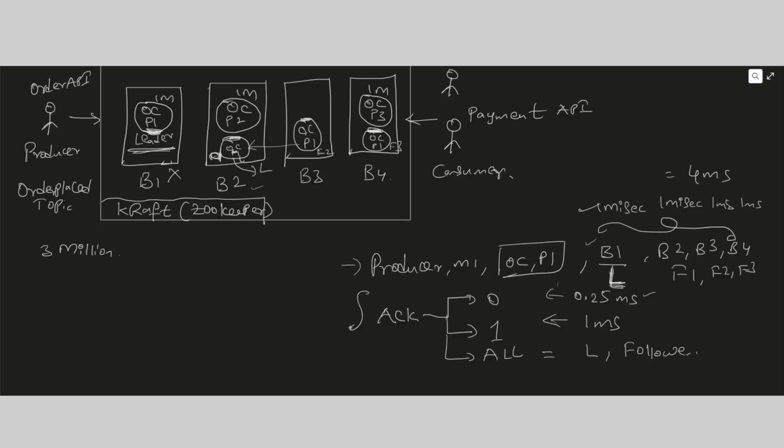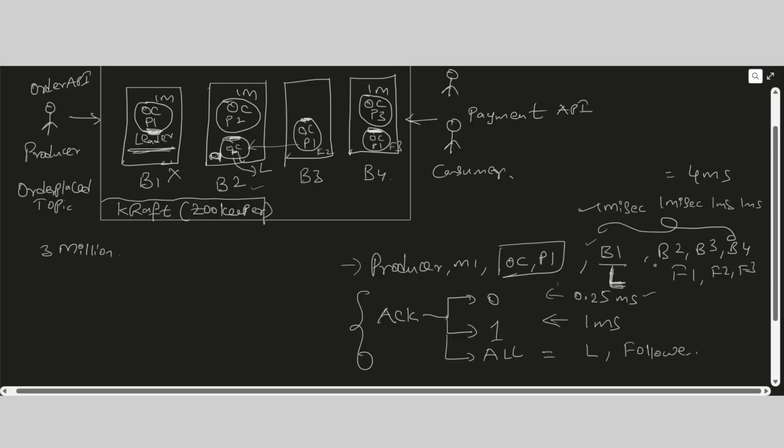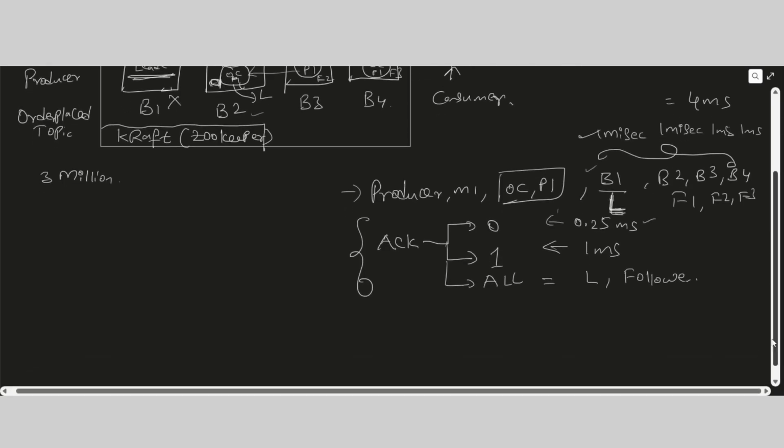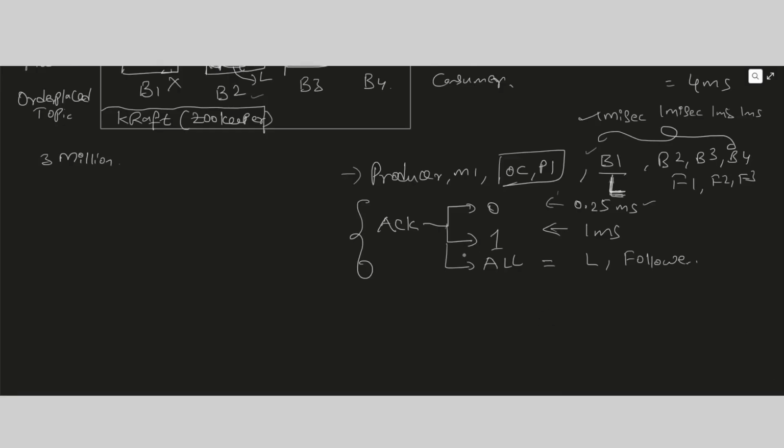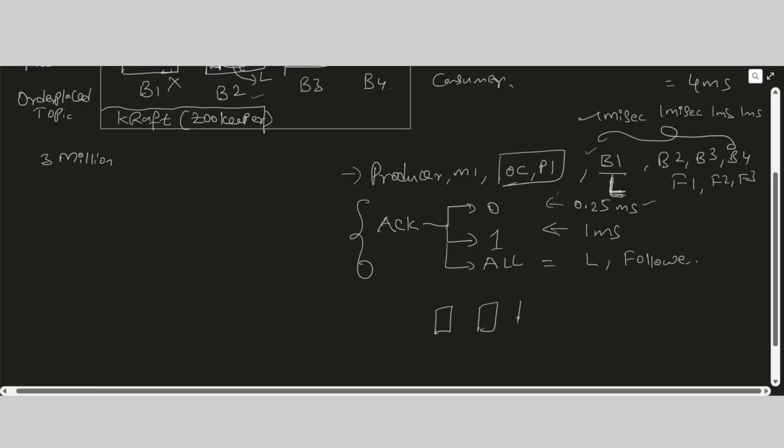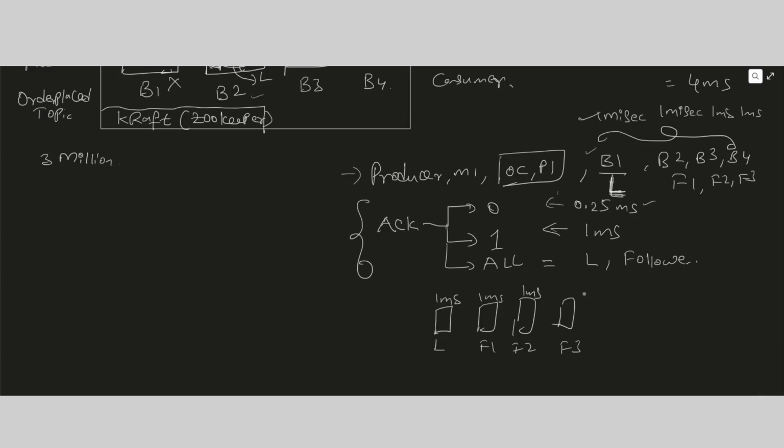So I hope you understood this clearly now, what is acknowledgement and when to use which acknowledgement setting. So this is about acknowledgement. And I'll take a scenario where let's say there are 4 replicas. One is the leader and 3 are followers. These are taking 1 millisecond, 1 millisecond and 1 millisecond to insert the message and commit it. But for example, this broker is always very slow because of some network issues, taking 3 to 4 seconds every time.